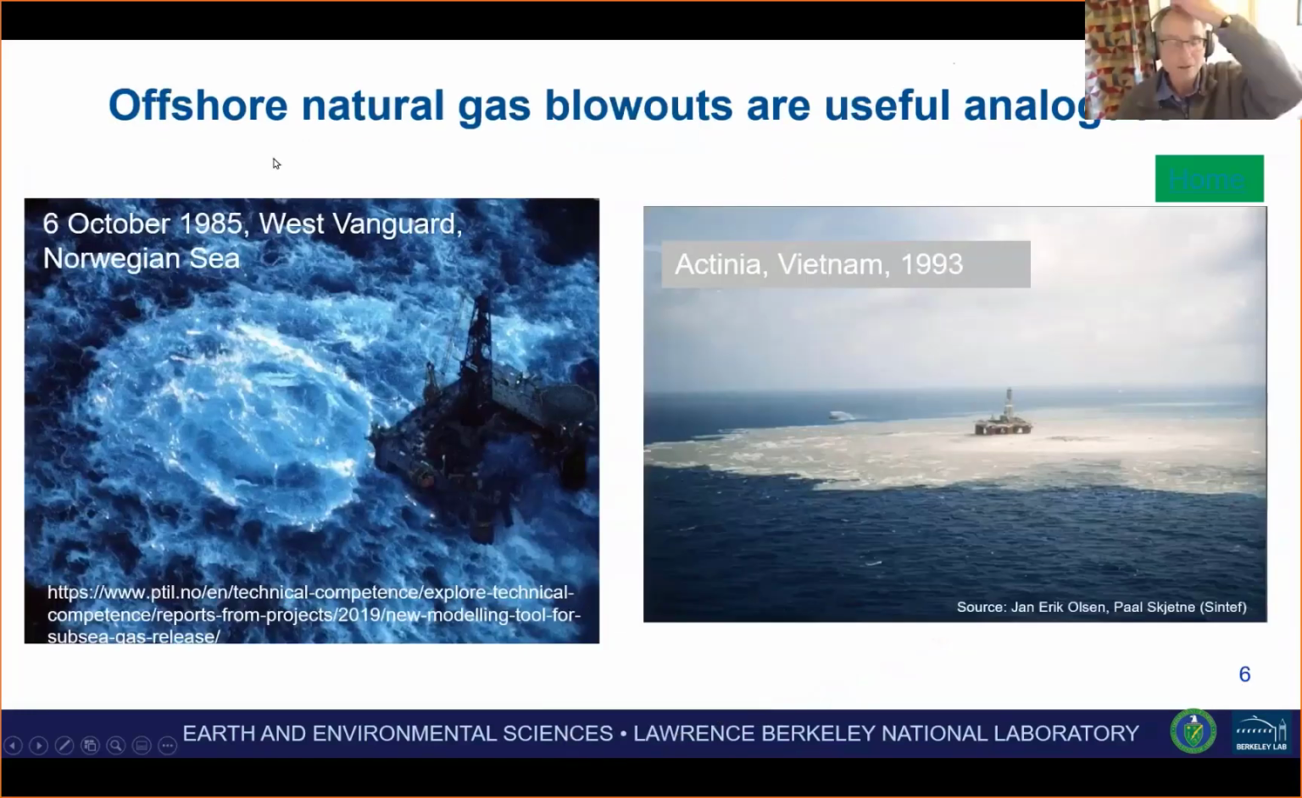So offshore natural gas blowouts are a very useful analog to the potential for CO2 blowouts. So shown here is one from the North Sea. Here's a platform for scale, and there's clearly something coming up out of the water here. This is natural gas. There's another very dramatic one here, 1993, off the coast of Vietnam. You can see this big disrupted area of the sea. This is all caused by a methane blowout coming up from below.